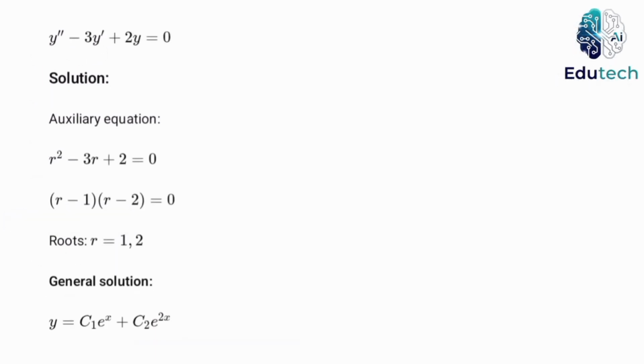Solve y'' minus 3y' plus 2y is equal to 0. The auxiliary equation is r² minus 3r plus 2 is equal to 0. (r minus 1)(r minus 2) is equal to 0. So the roots are r is equal to 1, 2. Therefore, the general solution is y is equal to c1 e^x plus c2 e^(2x).